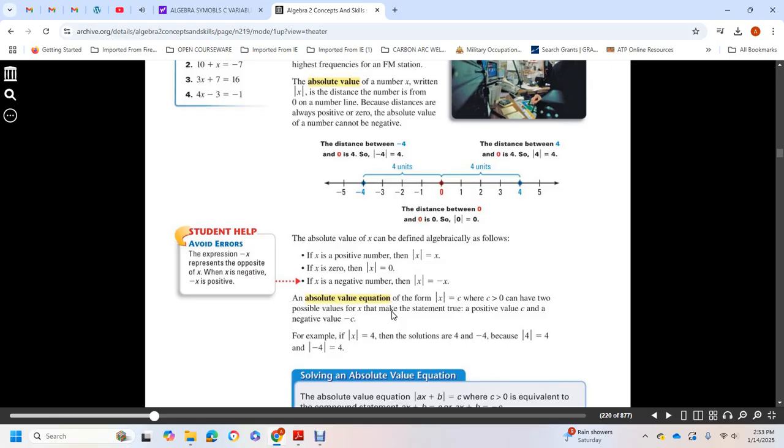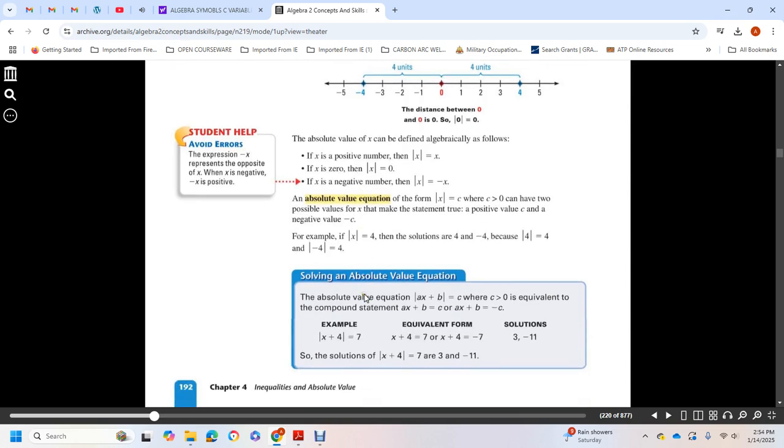For the absolute value equation, the absolute value of x is equal to c, where c is greater than 0, you can have two possible values for x that make the statement true: a positive value of c and a negative value of c. For example, the absolute value of x equals 4 has solutions 4 and negative 4, because the absolute value of 4 is 4, and the absolute value of negative 4 is 4.